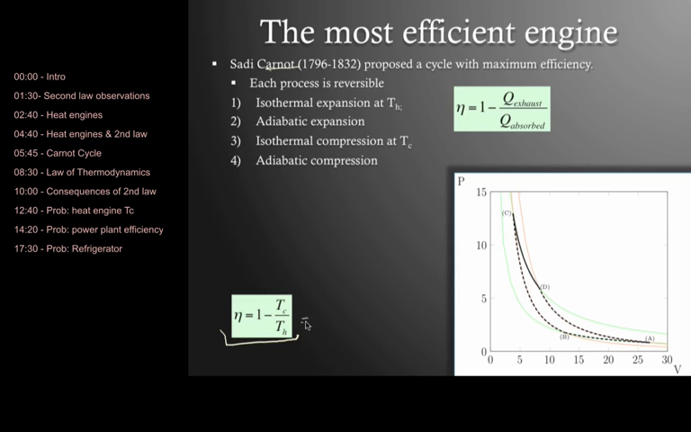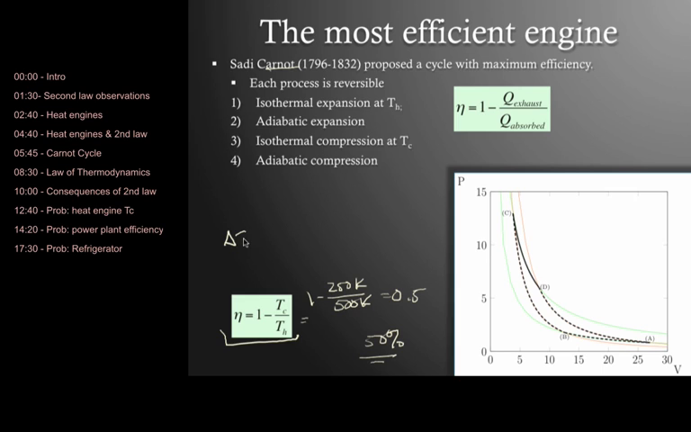So let's just say that your temperature was 250 Kelvin for your cold reservoir and 500 Kelvin for your hot temperature reservoir. So then your efficiency is going to be 1 minus that. So it's going to be 0.5 or 50%. So you actually can't make an engine that will operate more efficiently than 50% if you have it set between these two temperature reservoirs.